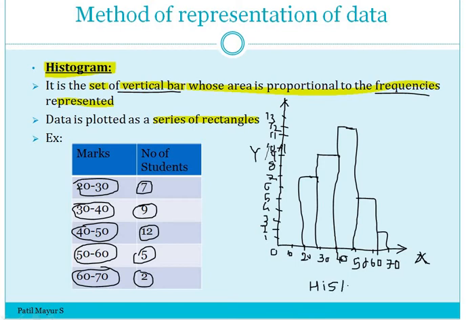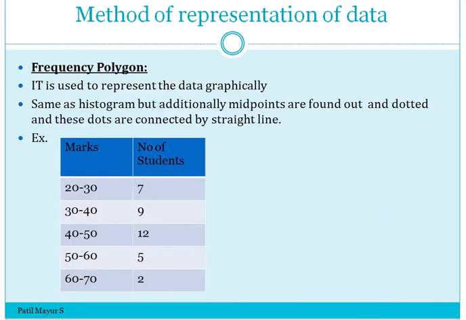So here the data is represented in the form of bars or a chart. Okay, it becomes a histogram. In this fashion we represented that data. So we'll move forward to the second thing, that is the frequency polygon. The frequency polygon is used to represent the data graphically. Okay, it is same as a histogram. See, not much difference is there between the histogram and the frequency polygon.